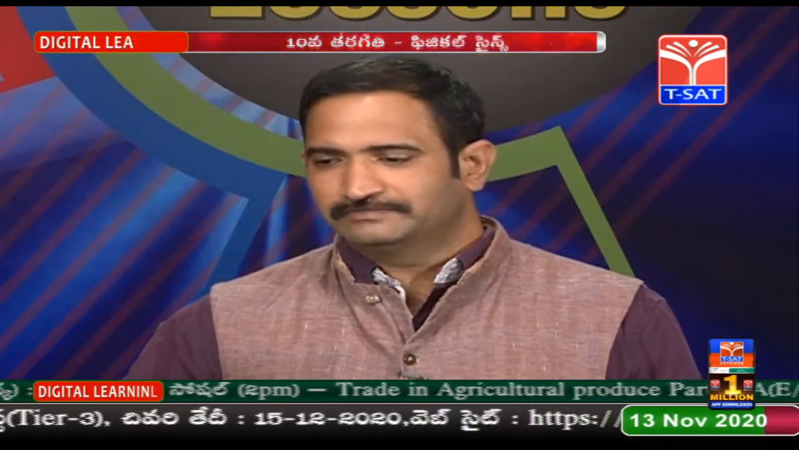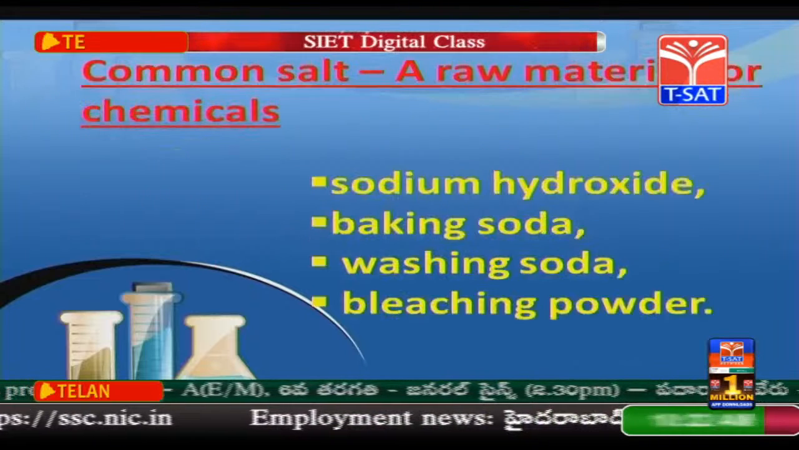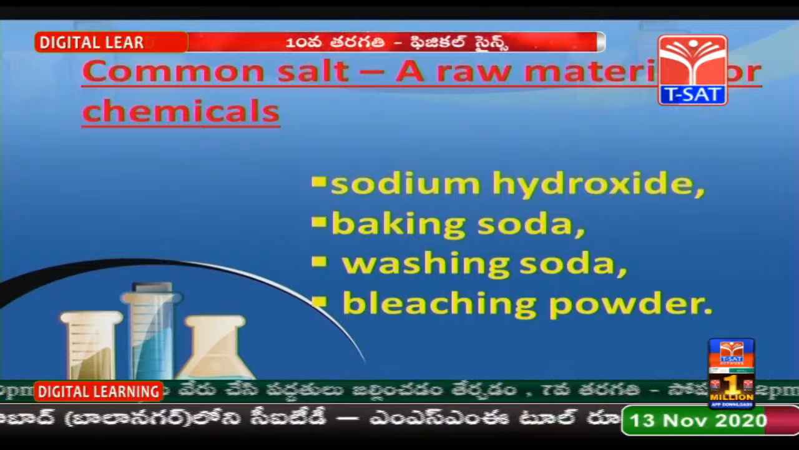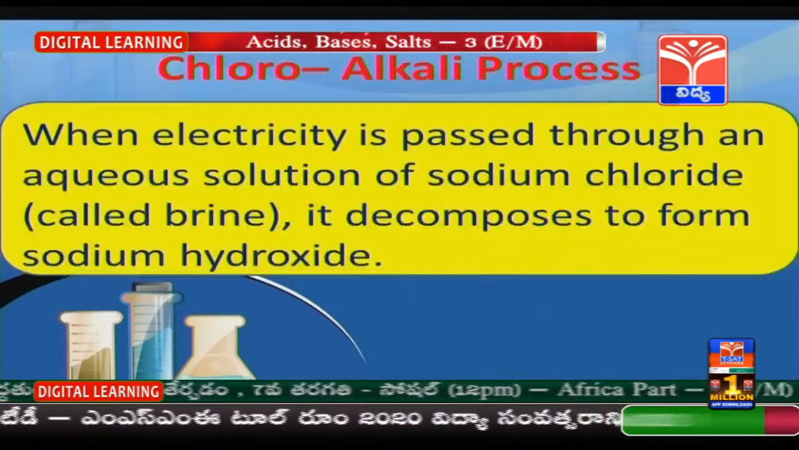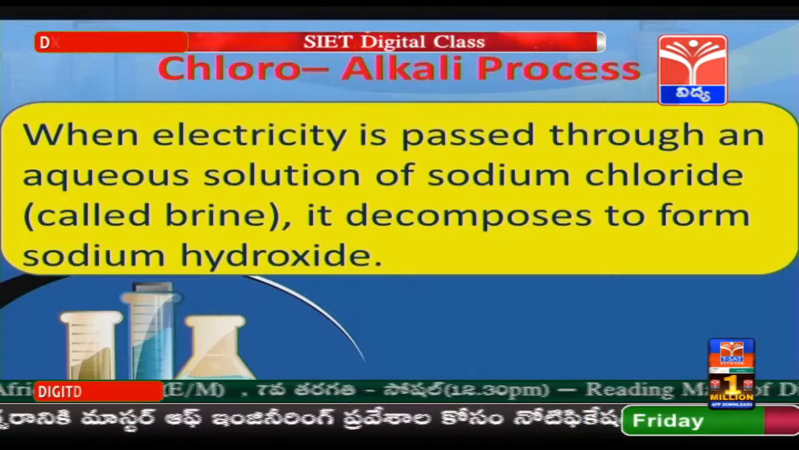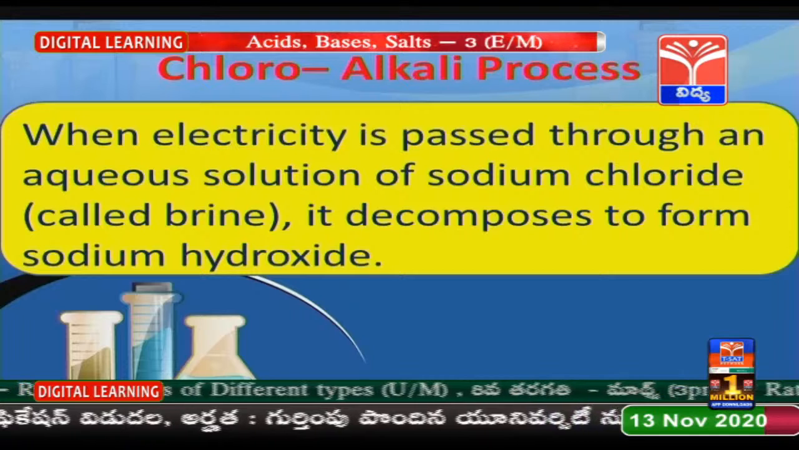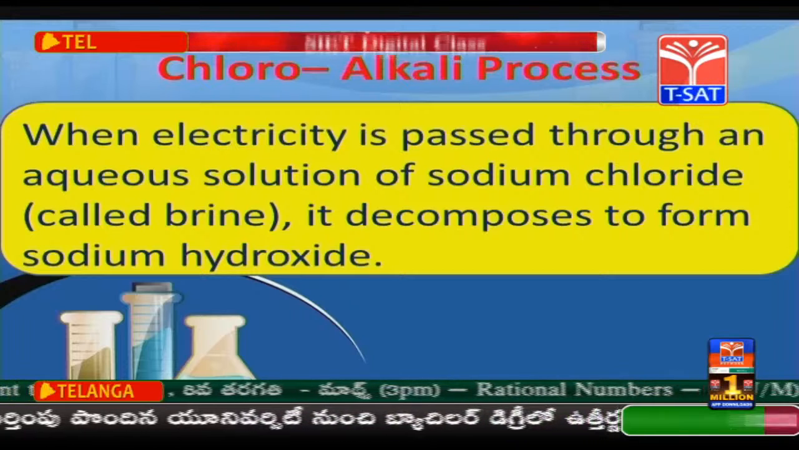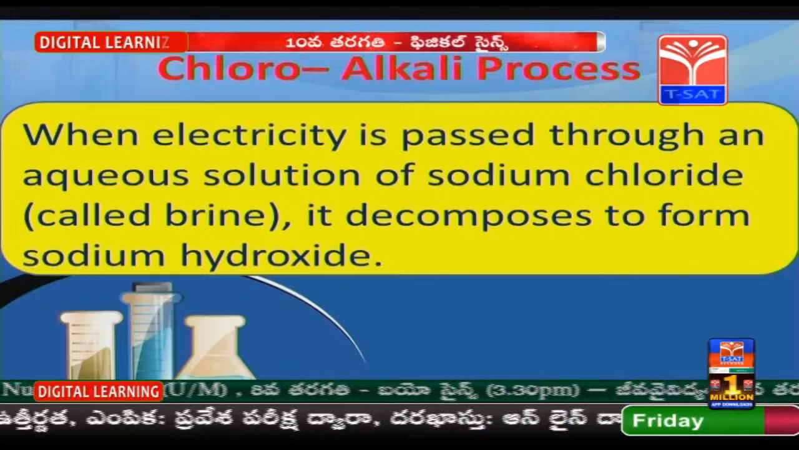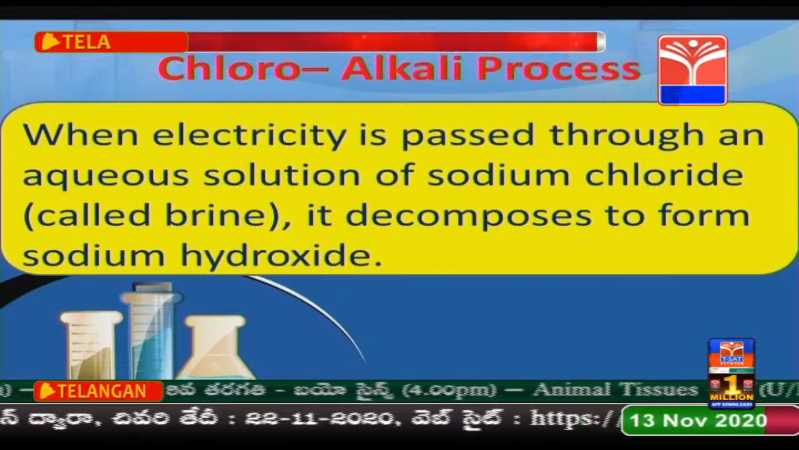Now, let us see, children. Common salt is a raw material for various chemicals: sodium hydroxide, baking soda, washing soda and bleaching powder can also be prepared with the help of common salt. Now, what is the chloro-alkali process? In this process electricity is passed through the brine solution. Already we discussed what is brine solution. It is nothing but a solution of dissolved common salt, that is sodium chloride. Whenever electricity is passed through it, it decomposes to form sodium hydroxide.